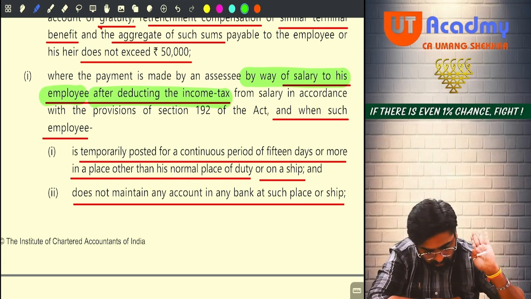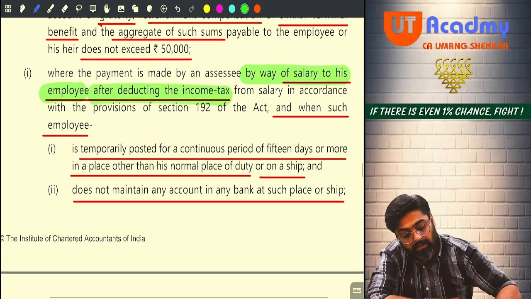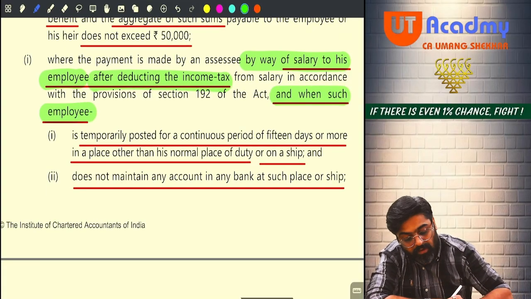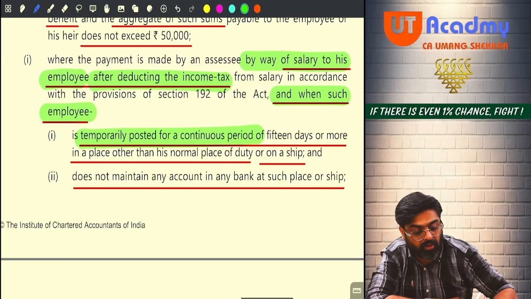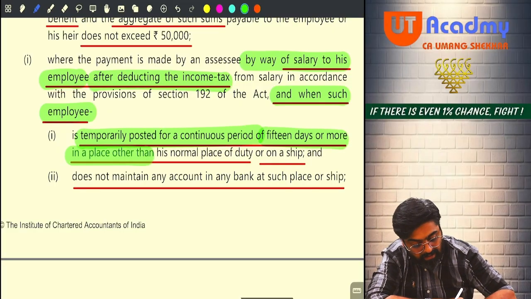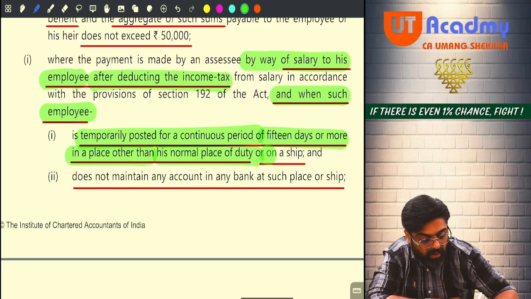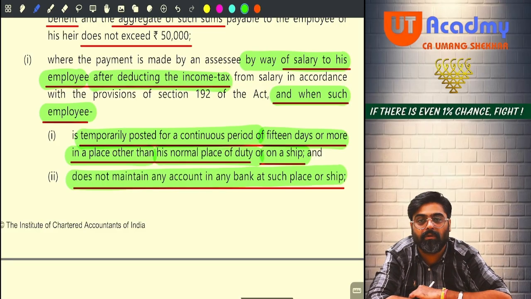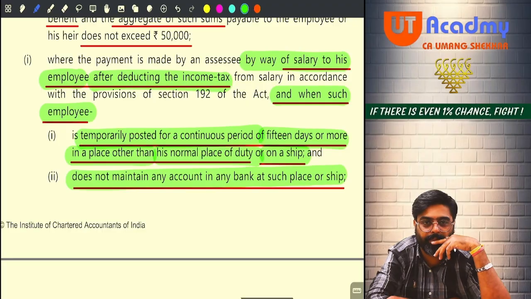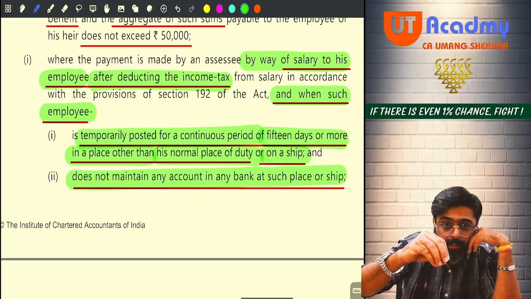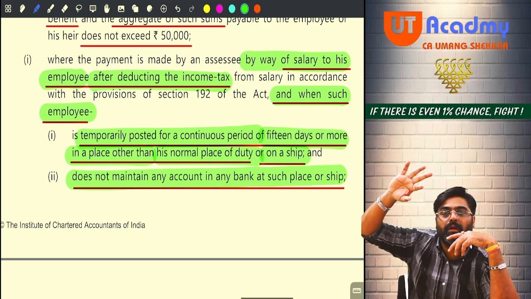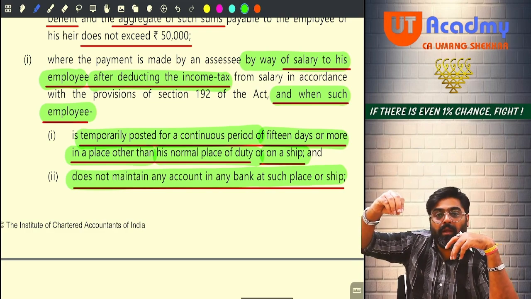Pay the salary net of TDS to that employee who is temporarily posted for a continuous period of 15 days or more in a place other than his normal place of duty, or on a ship, and does not maintain any account in any bank at such place or ship. So your employee is there. You are temporarily posting that employee to some other place. Hello, sir. Or you are sending that employee to work on a ship.